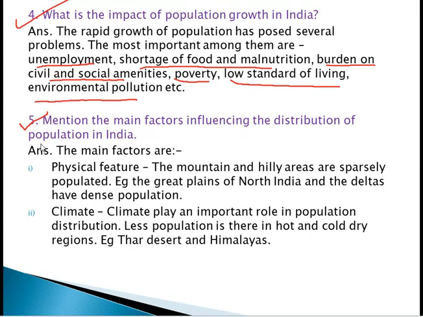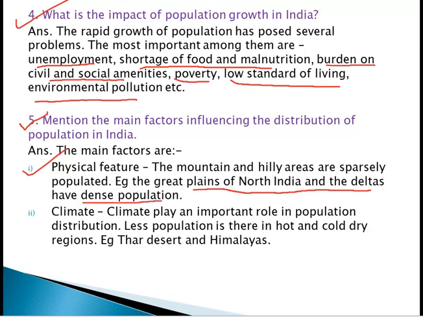The first one is physical feature. The mountain and hilly areas are sparsely populated. Means in many parts of our country, like in the north side of India, it is mountainous, the Himalayas and others. Then it's hilly also. So in mountain and hilly areas, less population is there. Less people live over there. Example: the Great Plains of North India and the deltas have dense population. This is one of the examples of physical feature.